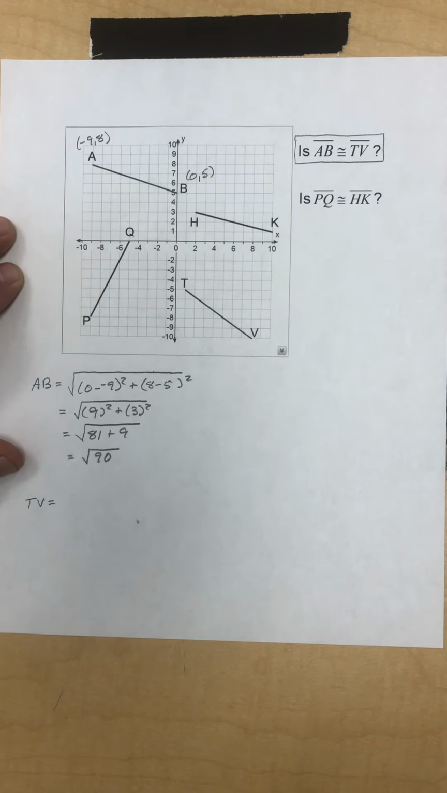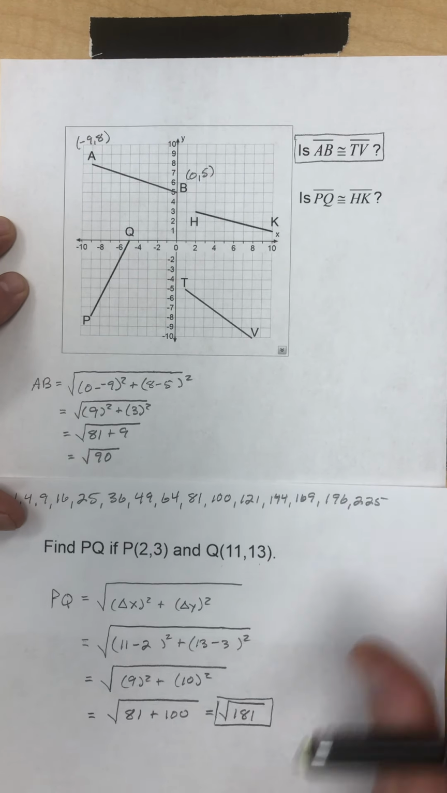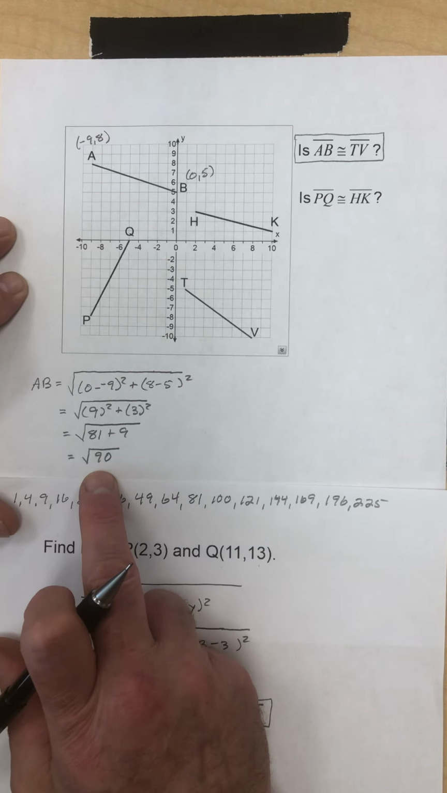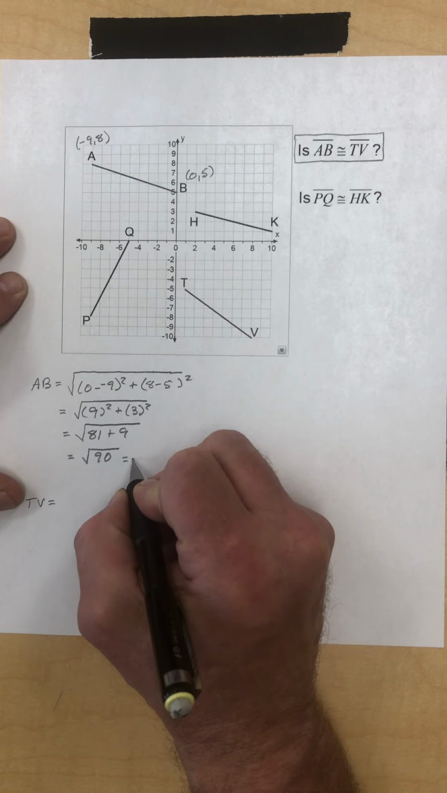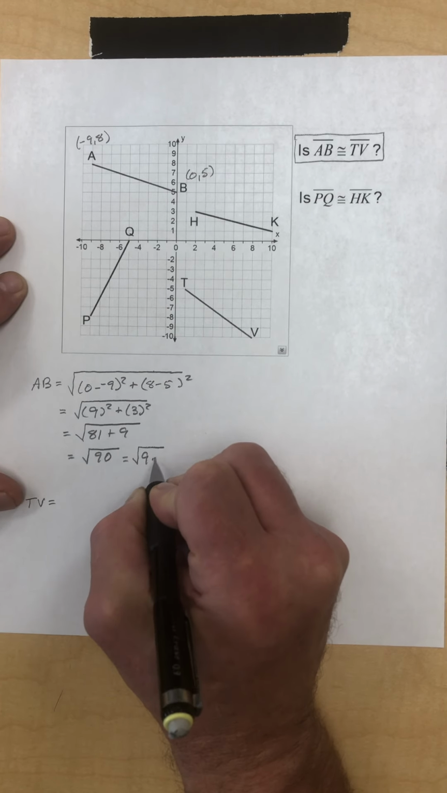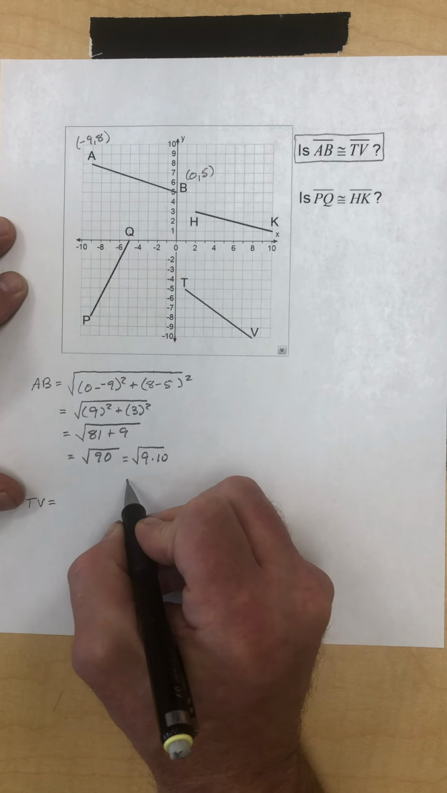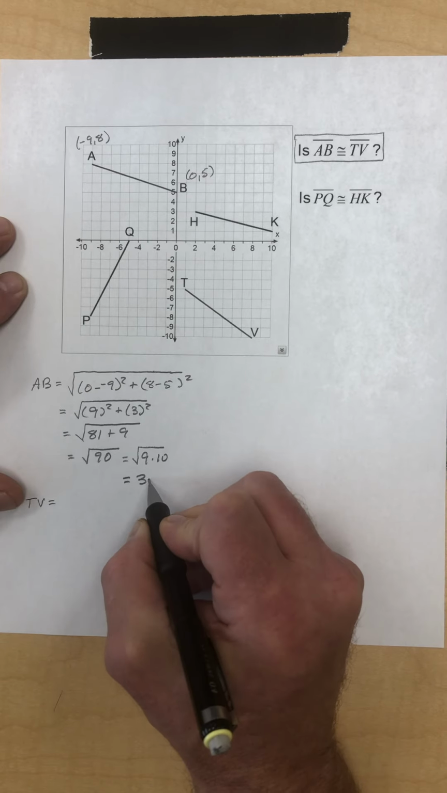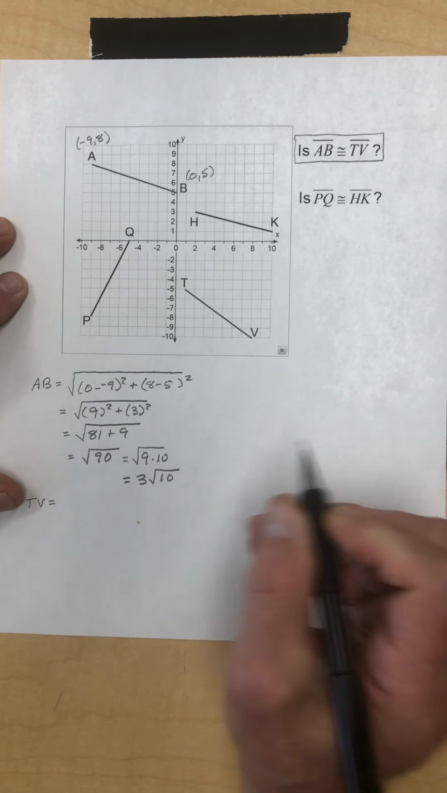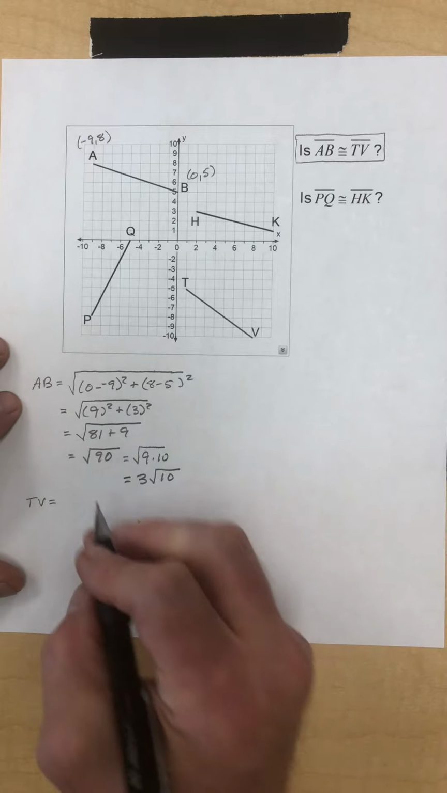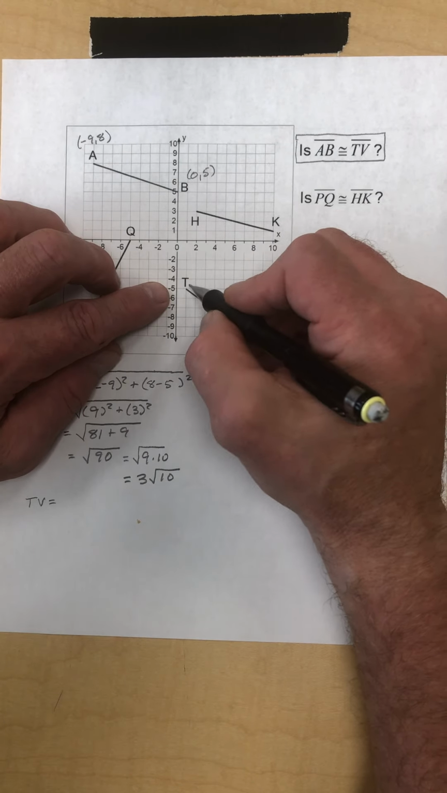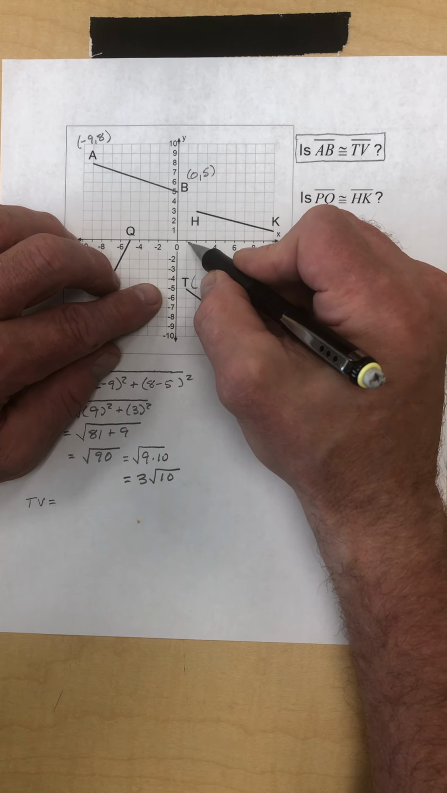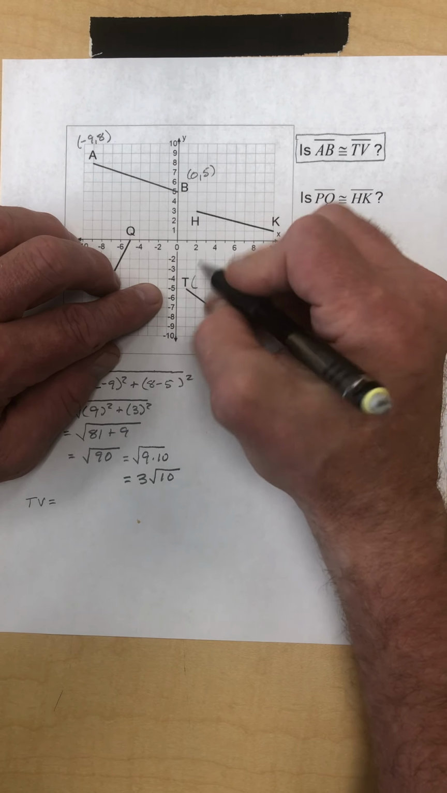Now going back to my perfect square numbers, I know that 9 is a perfect square number, and obviously 9 is a factor of 90. So this would be the square root of 9 times 10. When I take the square root of 9, I get 3. So I get 3 times the square root of 10. So I've got AB. Now we've got to do TV. Let's see, T, it looks like I have coordinates 1, -5.